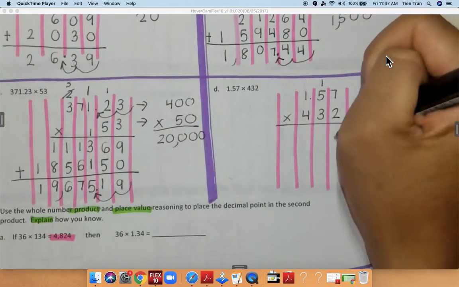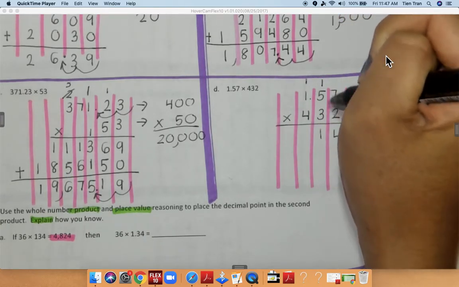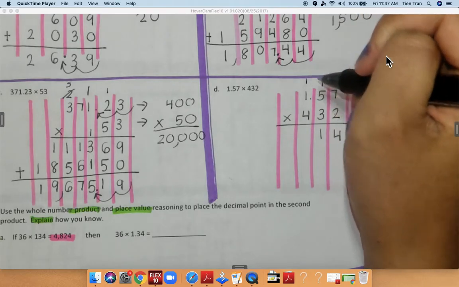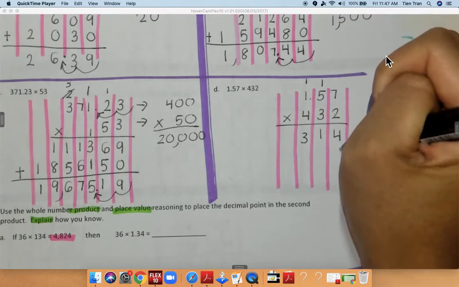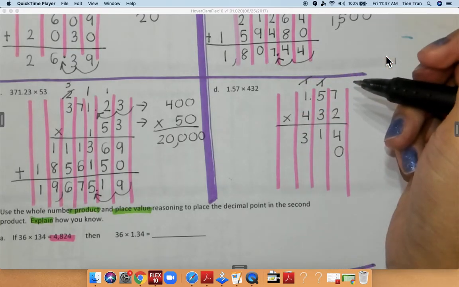7 times 2 is 14. 2 times 5 is 10, plus 1 is 11. 2 times 1 is equal to 2, plus 1 is 3. Bring down my 0. Cross off these numbers so that you don't get confused.